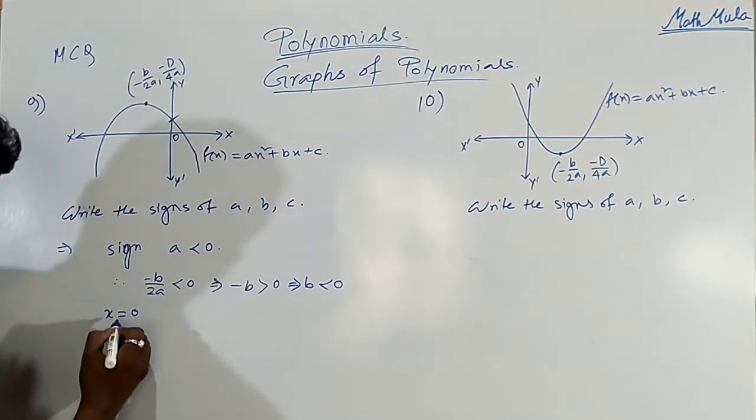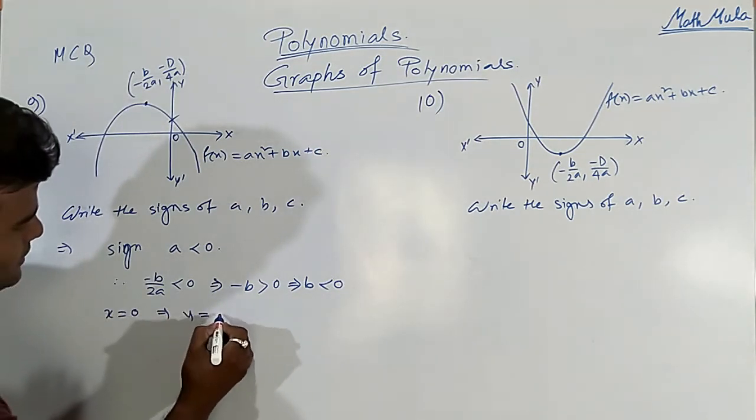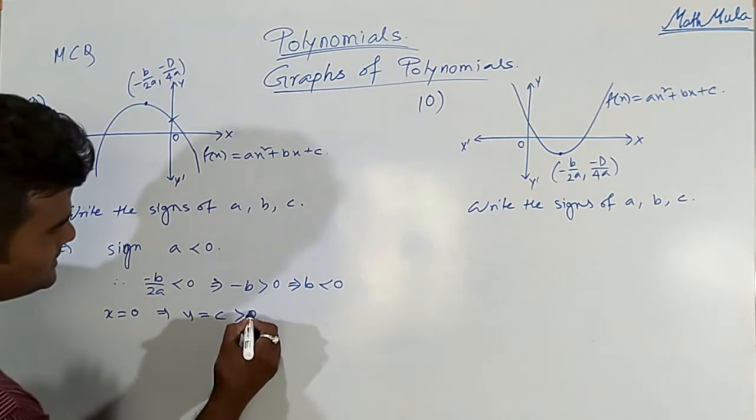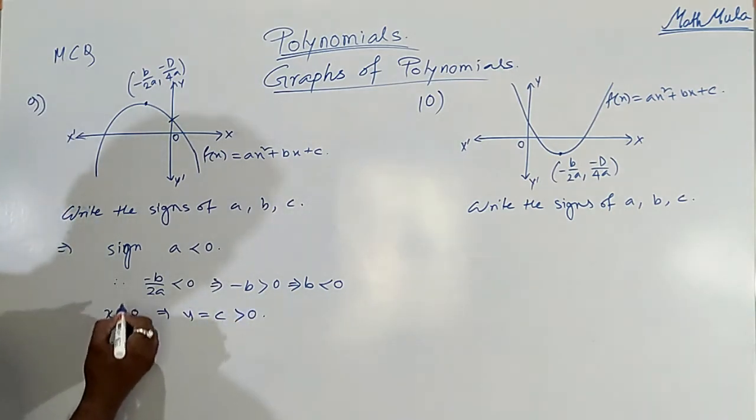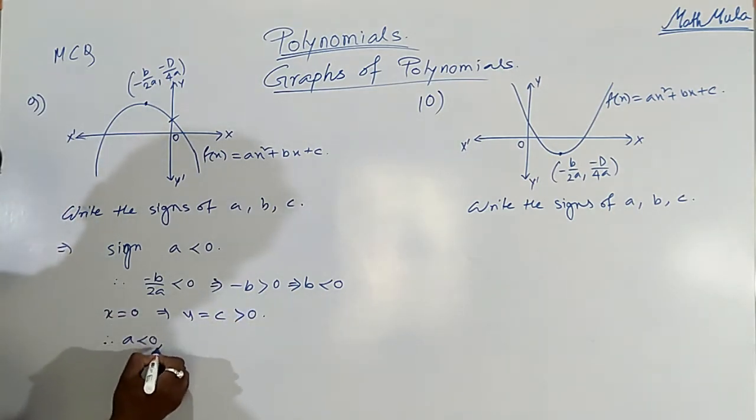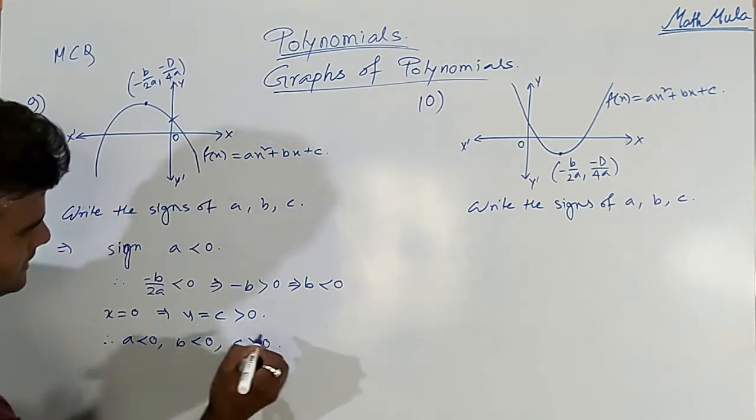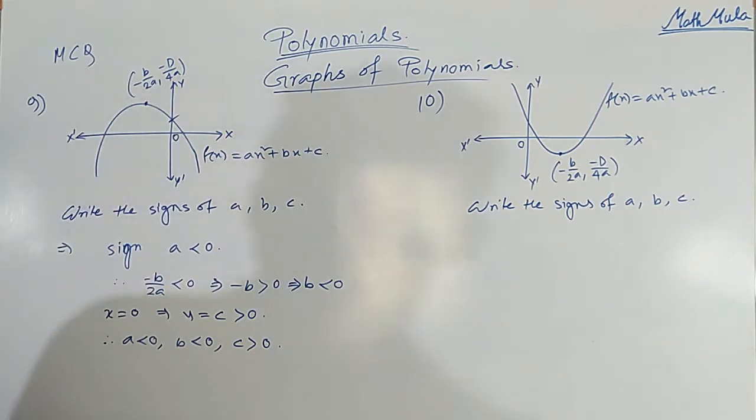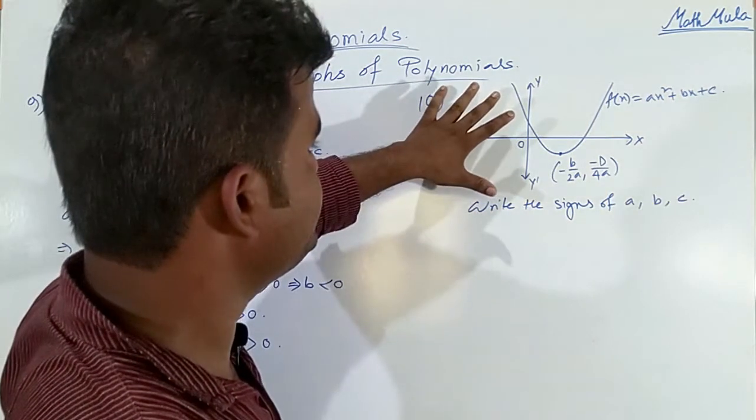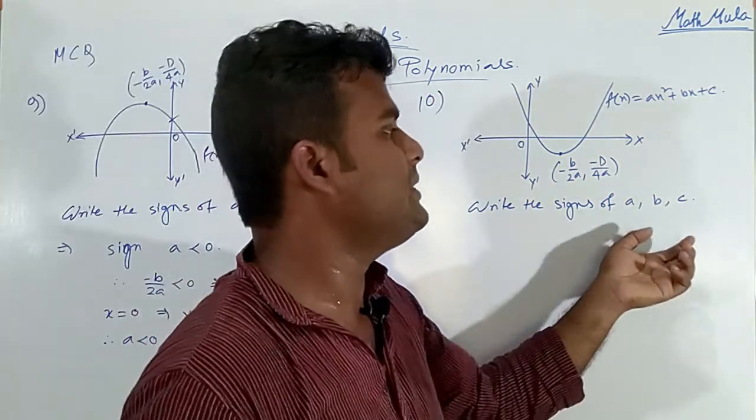Now if we put x equals 0, then we get y equals c, which is greater than 0. Now from there we can say a is less than 0, b is less than 0 and c is greater than 0. That's it.